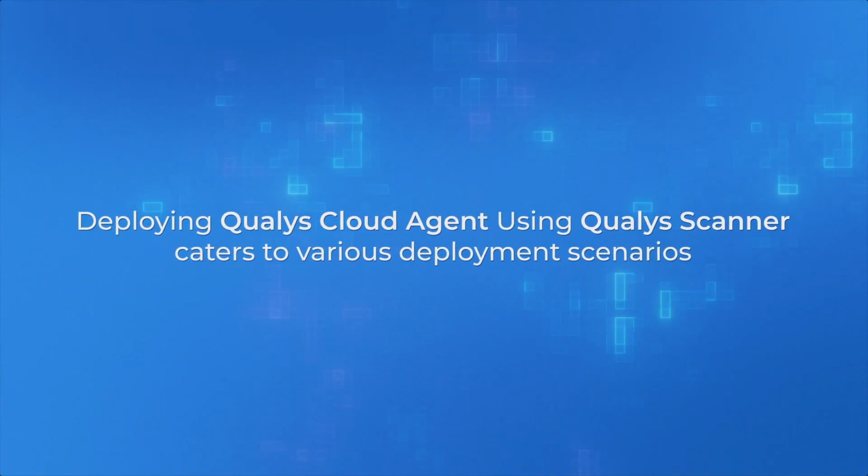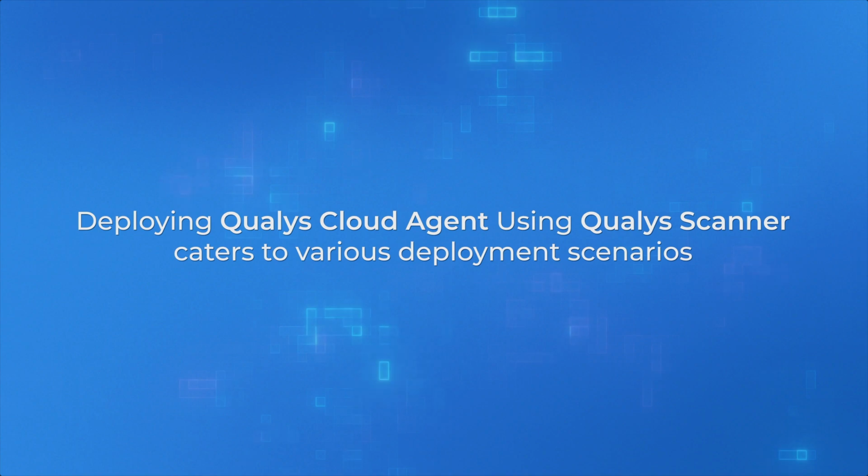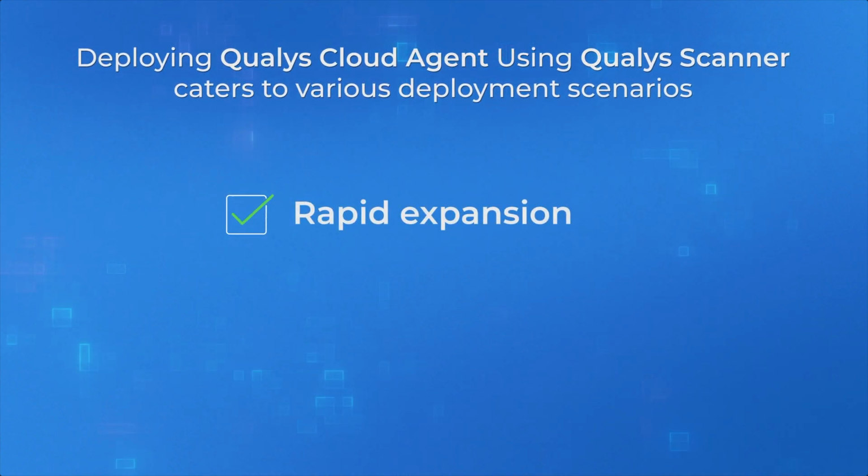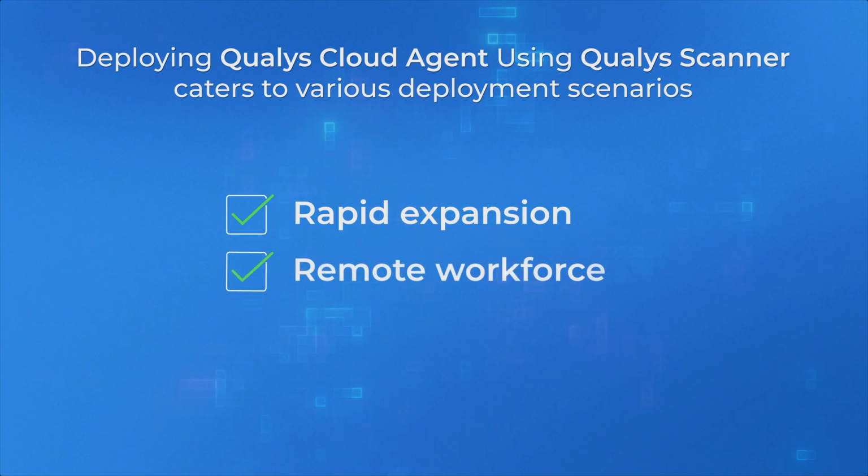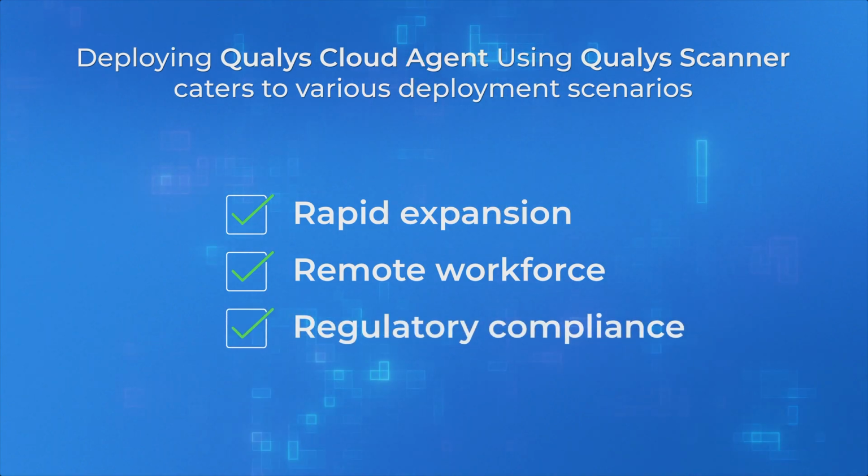Deploying the Qualys Cloud Agent using the Qualys Scanner accommodates a range of deployment scenarios addressing different needs and configurations effectively. As an enterprise expands, it has the capability to deploy agents to additional endpoints seamlessly, eliminating the need for extensive manual configuration or hiring contractors during the growth process. By automating your deployment processes, you can effortlessly maintain consistent security protocols, ensuring your systems remain secure and standardized across all instances without requiring manual intervention.